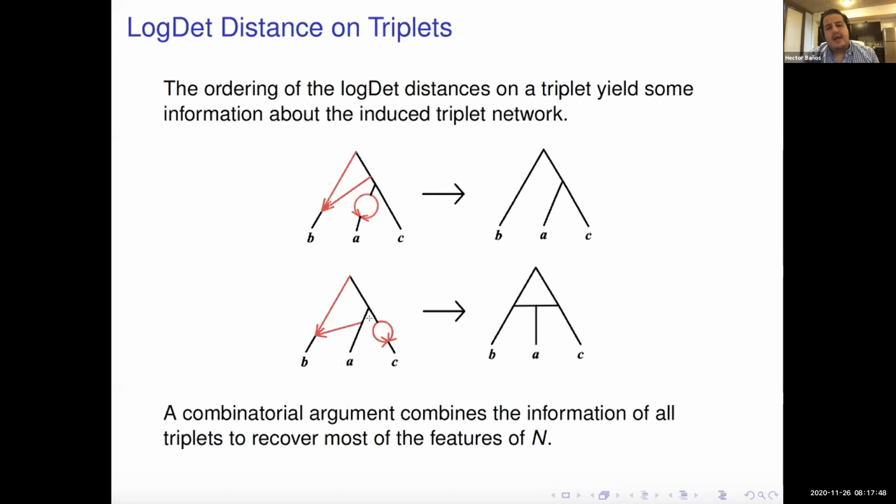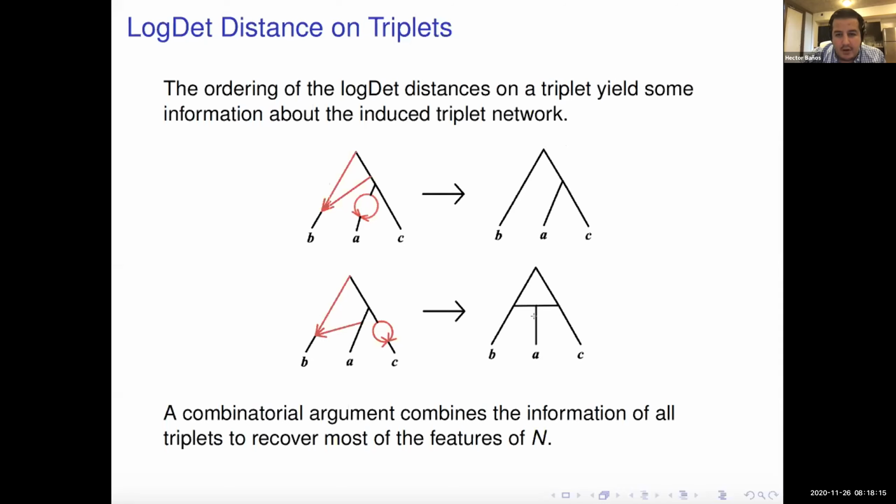So what we have done for now is, for each triplet, we know either there's a big hybridization, or a hybridization involving 4 species, or there's no hybridization involving all species in the triplet. So what we do is we use a combinatorial argument that combines the information of all triplets to recover most of the features of N.